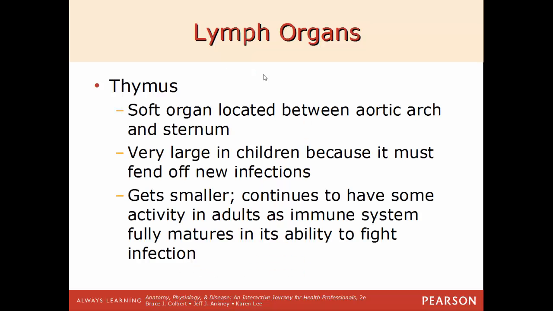Another lymphatic organ, the thymus, is the soft organ that's found between the aortic arch and the sternum. It starts off very large in children because it's needed to fight off new infections. But after you hit puberty, it will start to get smaller and smaller, and by the time you are middle-aged, it's almost completely gone and replaced by fat tissue. As it continues to get smaller, it will continue to have the same activity in adults as the immune system matures, but it does get progressively less in size.